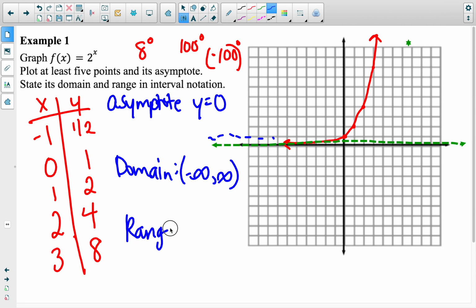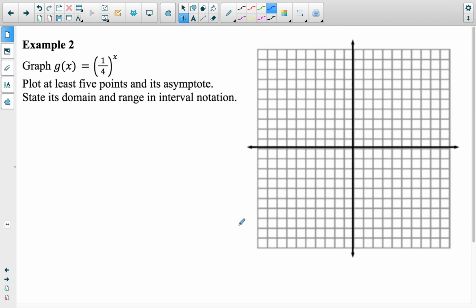For our range, if we look at our graph, what y values are we getting? We're getting all sorts of positive y values, but we're never going to get negative y values. So we're going to get numbers from 0 to infinity. Is 0 included? Are we ever going to get exactly 0? No, so we're going to put a parenthesis around it. That's our overall process for exponential growth and decay functions. Let's try to make a table for this one as well.